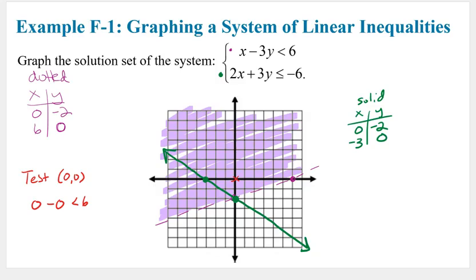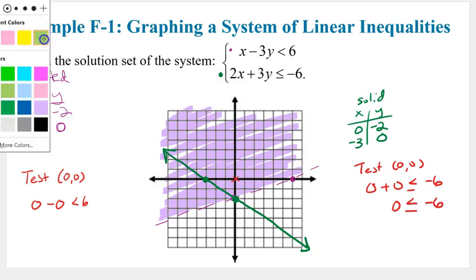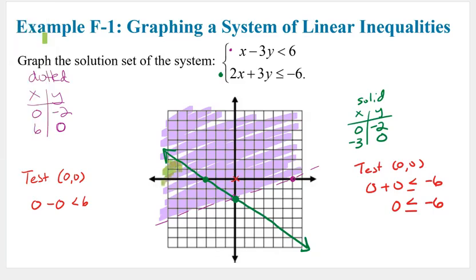All right, I'm going to test. Again, I'm going to test my origin because it's not on that line. So let's test 0, 0. And I get 0 plus 0 is less than or equal to -6. Well, 0 is not less than -6, is it? So we are not going to shade above that green line. We will need to shade below it, and I'm going to shade that in green. So shading below it would be this whole area here.